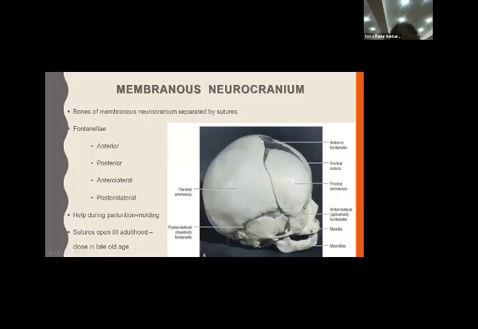Besides that, we have the anterolateral fontanelle. This is between the lower end of the parietal bone, the frontal bone, and the temporal bones. Okay, the mastoid part of the temporal bone, and this is the posterolateral fontanelle. Once again, the occipital.